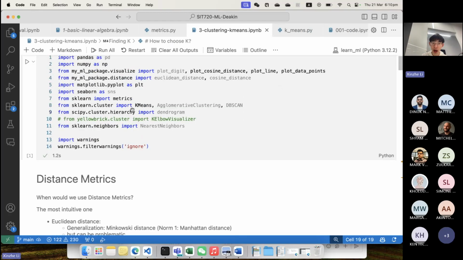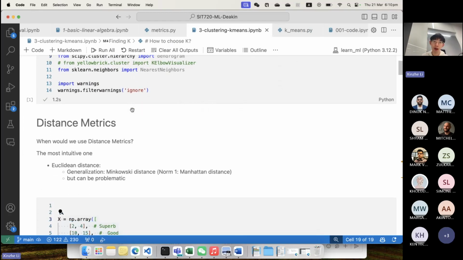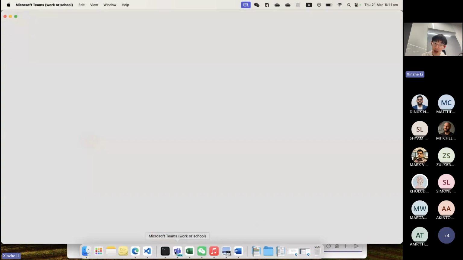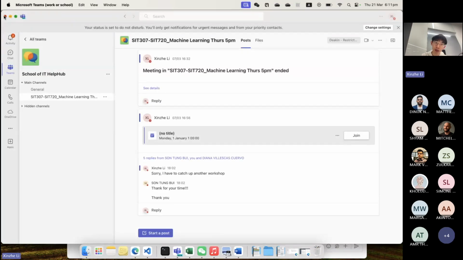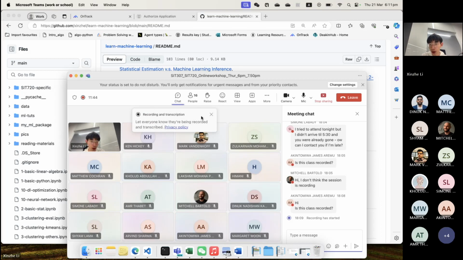In this notebook, I will talk about distance metrics first. Very important thing. I always want to know from you guys what's the idea of using distance metrics in machine learning. Let me see your answer. So I have some motivation. Anyone know the use case of distance metrics in machine learning, in clustering?